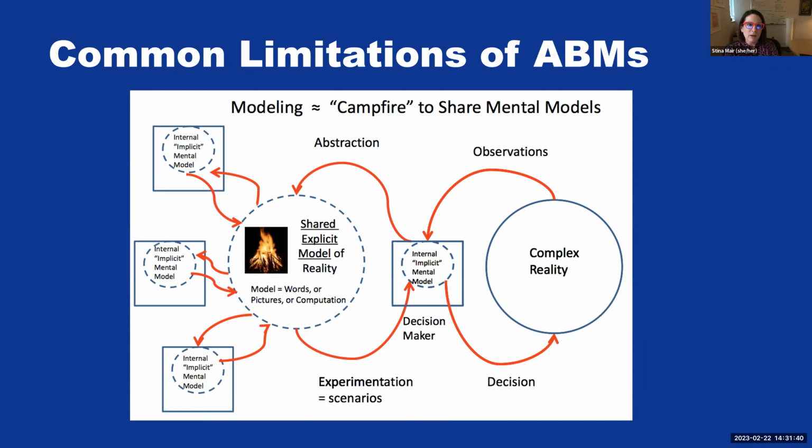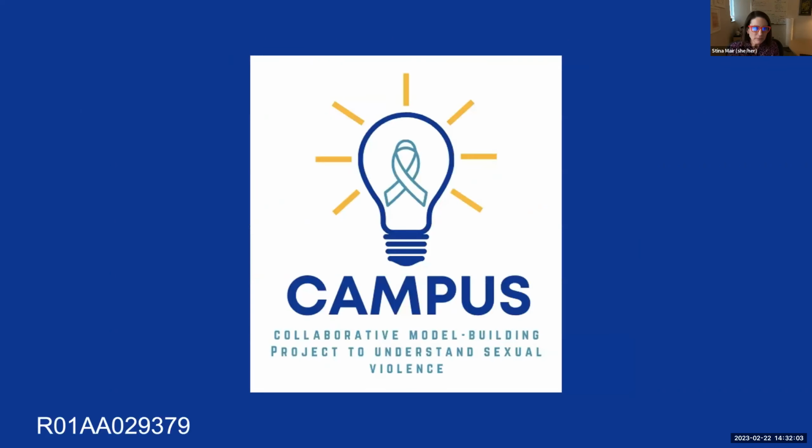So if we think about modeling as an exercise of coming up with a shared explicit model of reality, we all come with different internal implicit mental models, and as we build and share together, you can imagine where we end up in the final model would look very different in a room full of researchers versus a room full of adolescents versus a room full of adolescents and researchers together, right?